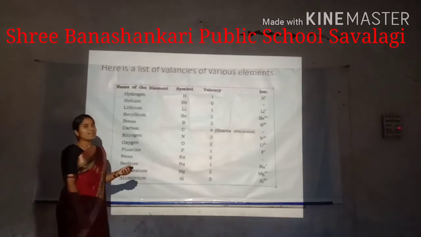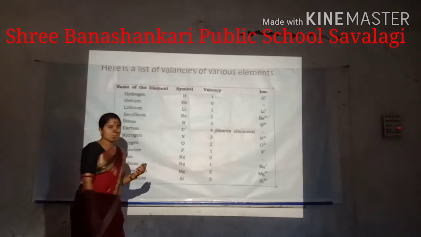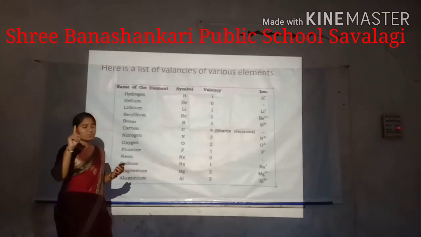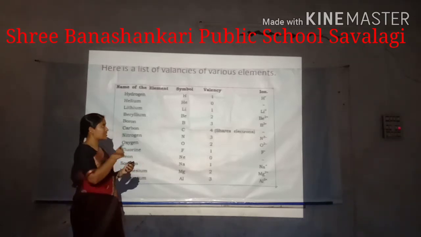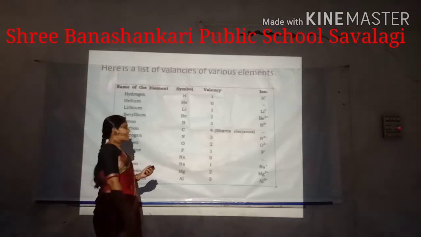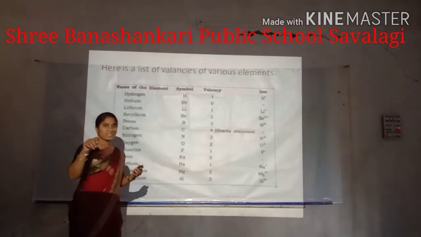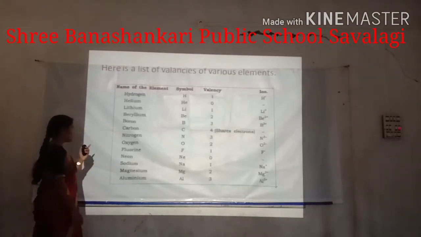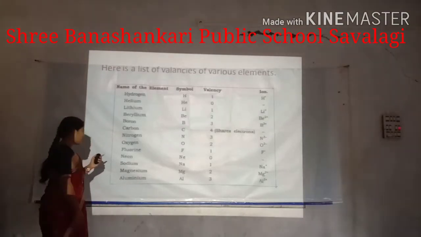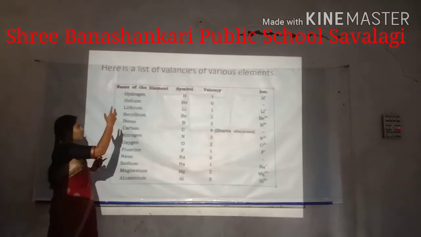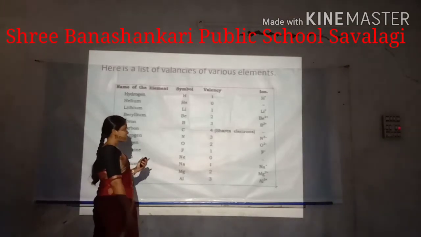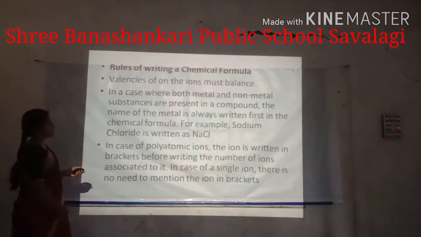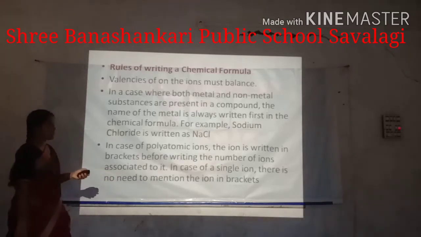The lithium symbol is Li, and the valency of lithium is 1, because lithium has 1 ion, and the ion is Li plus. In the same way, beryllium, boron, carbon, nitrogen, oxygen, fluorine, neon, sodium, magnesium, aluminum have different valencies, and they are the ions. And next we will go for the concept, that is the rules of writing the chemical formula.